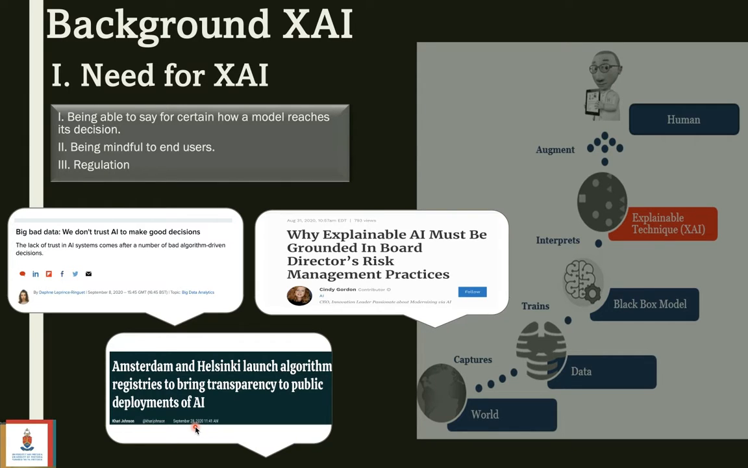Just a little bit of background around explainable AI. So I'll first talk around the need for explainable AI. There are three main items which come up from literature why we need explainable AI. The first being able to say for certain how a model reaches its decision. Secondly, being mindful of the end user, as the end user does not have the necessary knowledge that you, as the machine learning engineer, might have. And thirdly, regulation. There has been a lot of regulation, as can be seen in these articles here, around our machine learning models and what is fair.